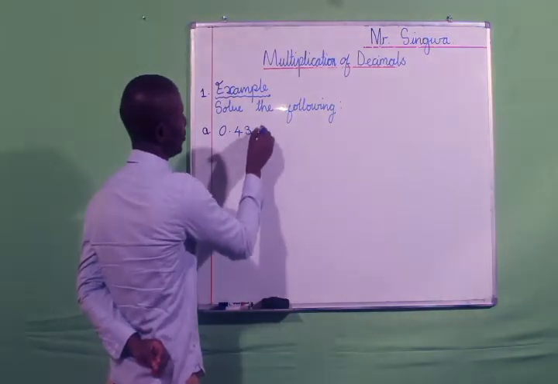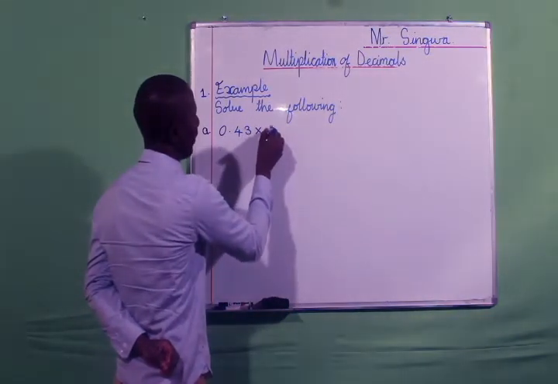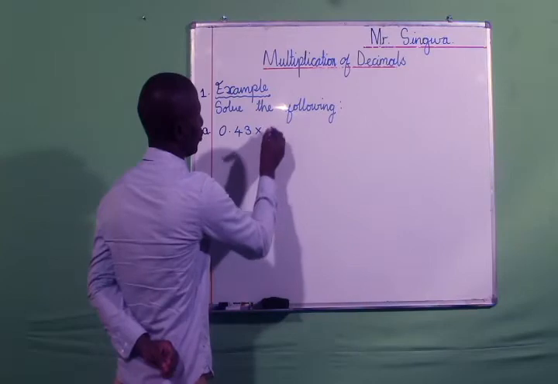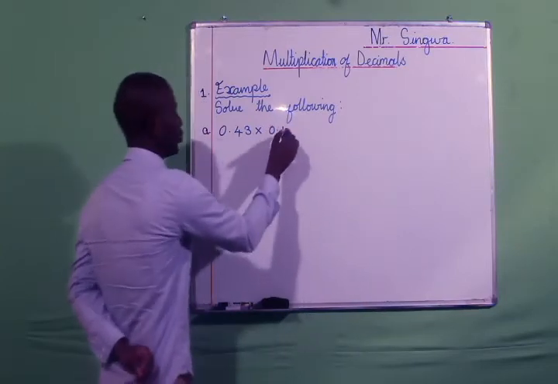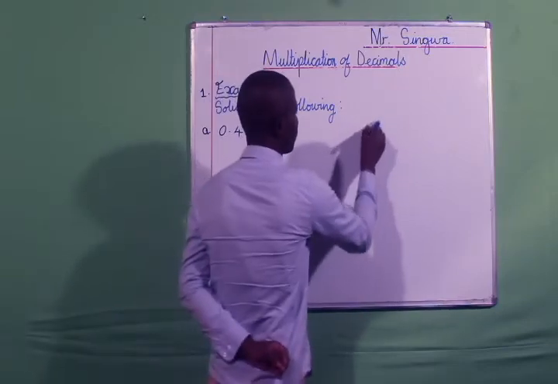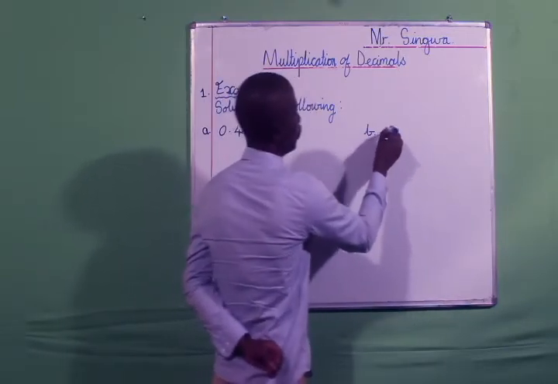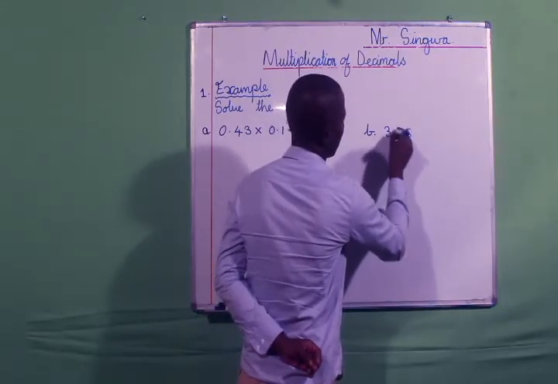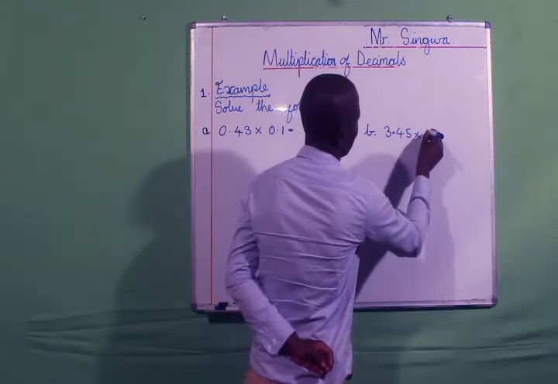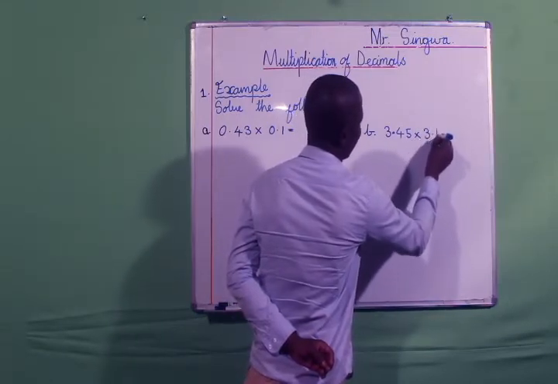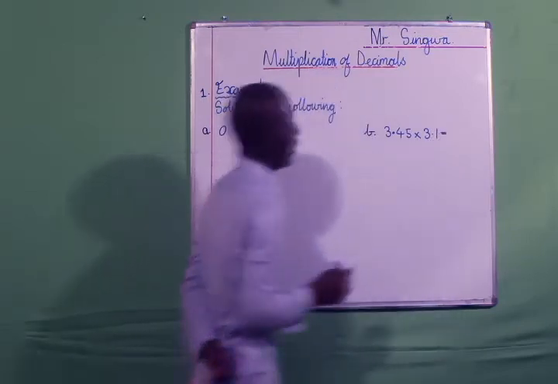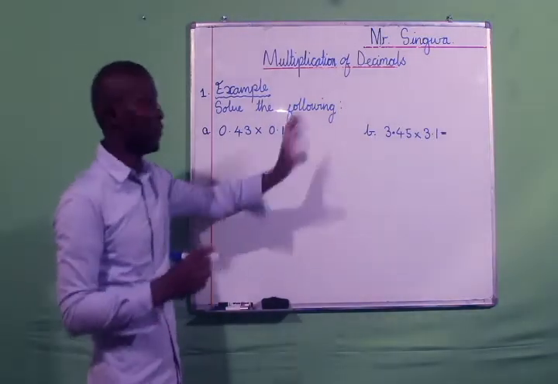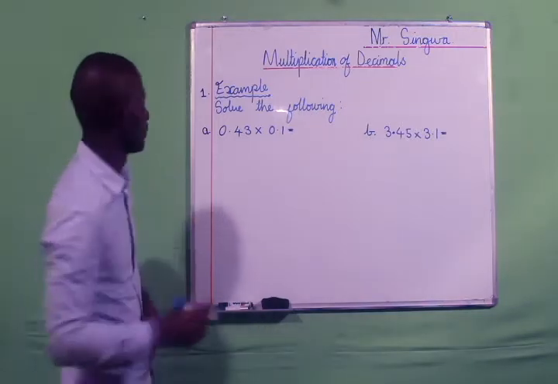Okay, I'll get 0.43 multiplied by 0.1. I'll use one digit here. And then B, I'll do 3.45 multiplied by 3.1. This one is going to be a long one, so that at least we have some difficulties there, but never mind.